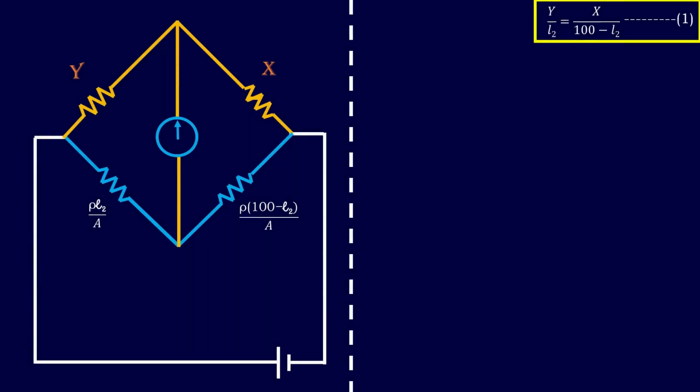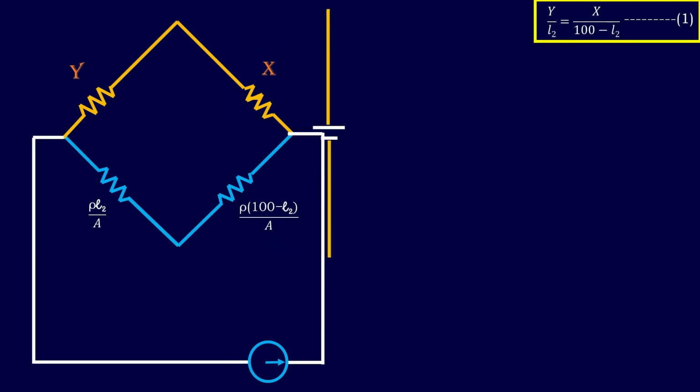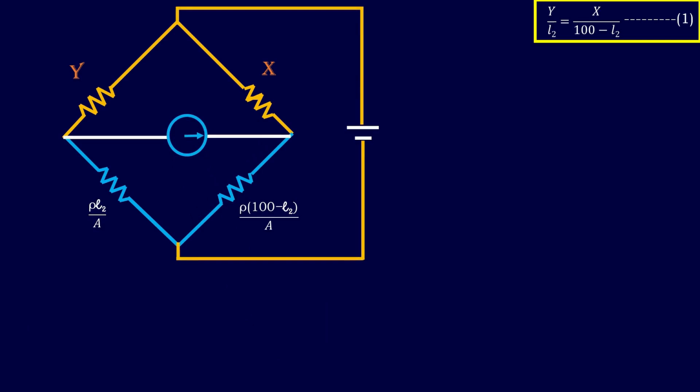Now, let us move to the final part of the question. It asks, what happens if the galvanometer and the cell are interchanged? Will the galvanometer show any deflection? To analyze this, let us swap the positions of the galvanometer and the battery in the circuit. Now, we again apply the Wheatstone bridge balance condition for the two sides of the galvanometer.